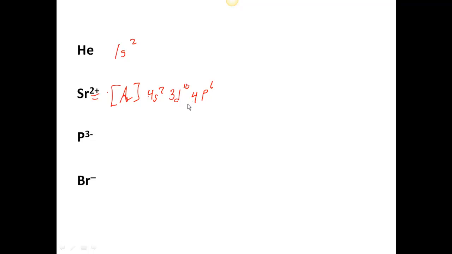All right. How about phosphorus with a 3 minus charge? That brings me up to argon. So that means we're going to have neon, and I need 8 more electrons, which is a 3s2 and a 3p6.